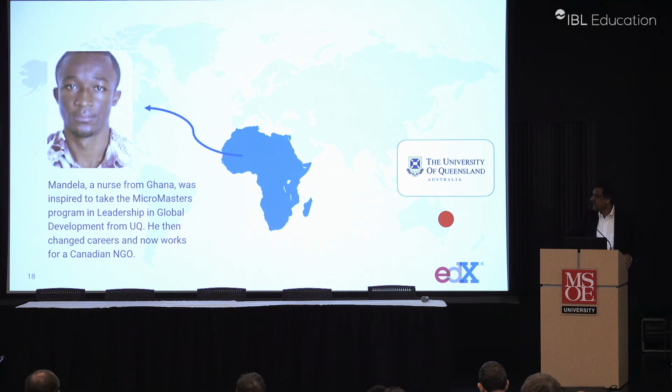So he completed the MicroMasters program in leadership from University of Queensland, and he used that to completely change his career. And he then moved to a Canadian NGO. From being a nurse, he went on to a leadership position in an NGO. So one example of a learner that got what he wanted is a change of careers. And the MicroMasters was enough learning that he could go and do that.